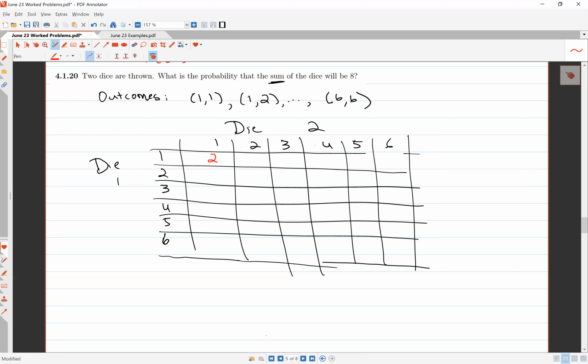1 plus 1 is 2. 1 plus 2 is 3. 1 plus 3 is 4. So each time I take the number in the row and the number in the column and I add them. Number in the row, number in the column, add them. So let's take a moment here to complete this.